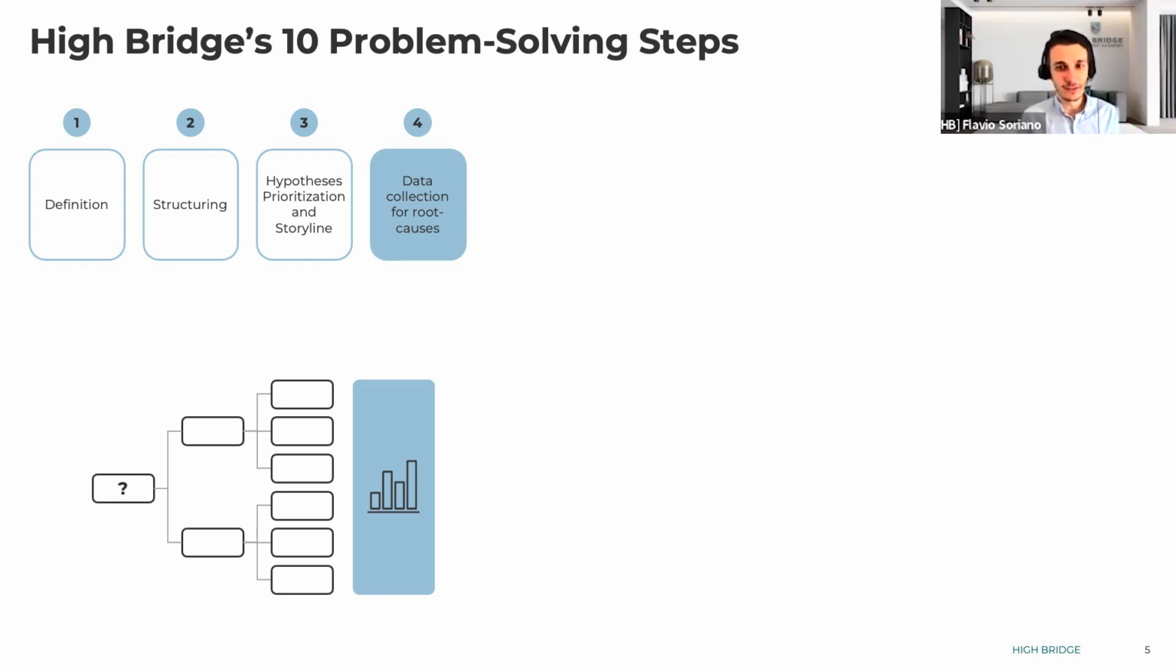Are we correct or incorrect? Should we reject the hypothesis or just refine it? And here, all kinds of data, like quantitative and qualitative data.